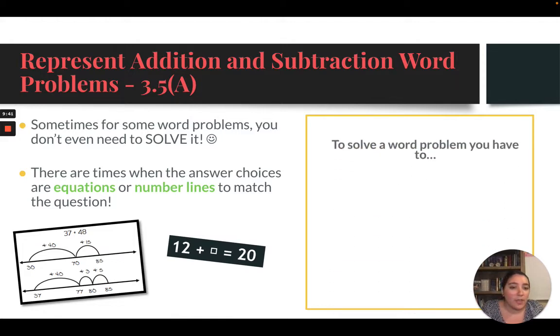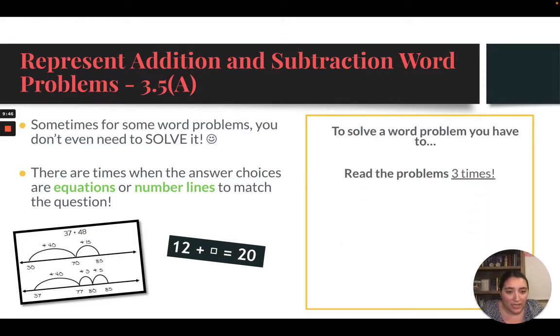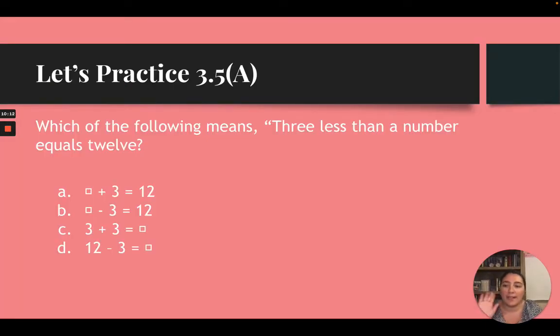So you have these different ways that it can appear. We're still using our same steps to solve a word problem, though. Reading that problem 3 times, annotating the problem, drawing and labeling the picture, especially with these, since we're representing, sometimes it might be a picture, making sure to draw and label that. Then solving the problem and checking your work. And when I say solve the problem for this, I don't mean, for example, with the little square, figure out what number goes there unless it asks for that. I mean, figure out what answer choice matches up with what the question is asking. So now we get to practice.